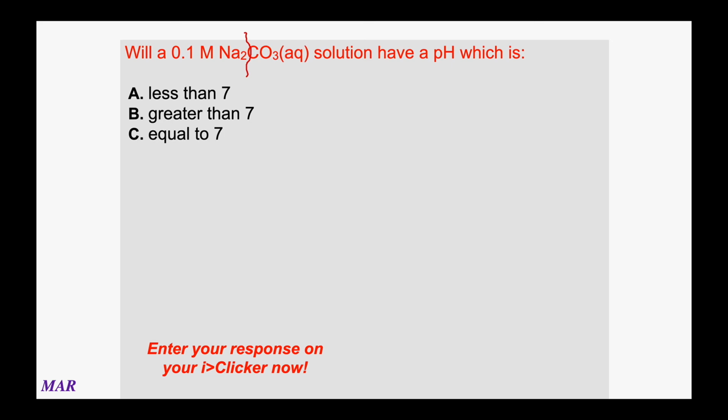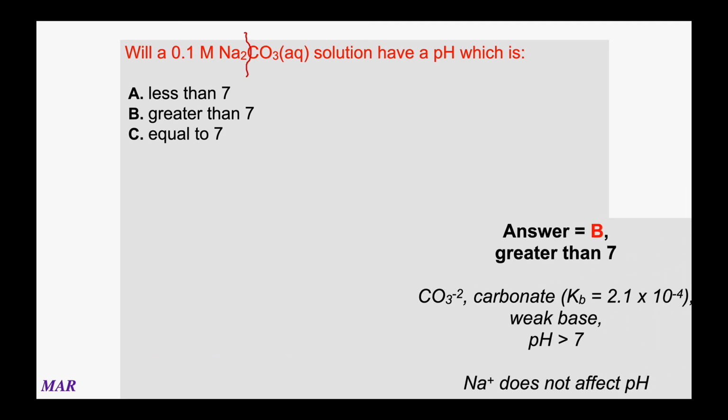The carbonate, on the other hand, is not the conjugate of a strong acid or strong base. And if you look up in the table of acids and bases, carbonate has a Kb. It's actually a weak base. And because it has a Kb on that table, and B stands for bases, and bases are greater than 7, we would expect this solution to have a pH greater than 7 when you place it in water. So notice here what we did. We broke the cations and anions down and analyzed them separately.